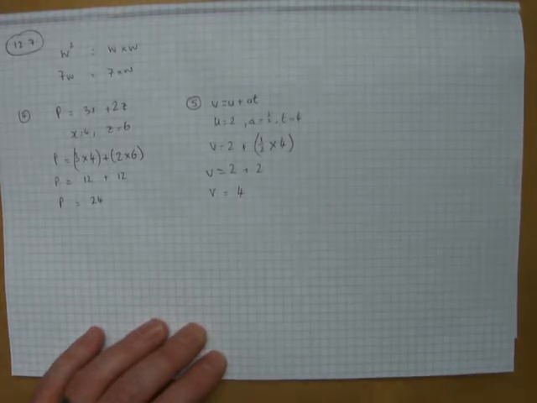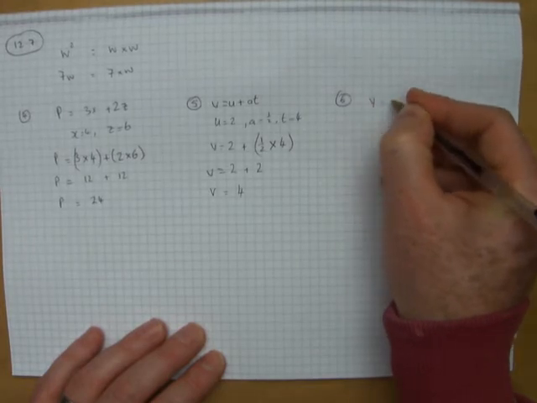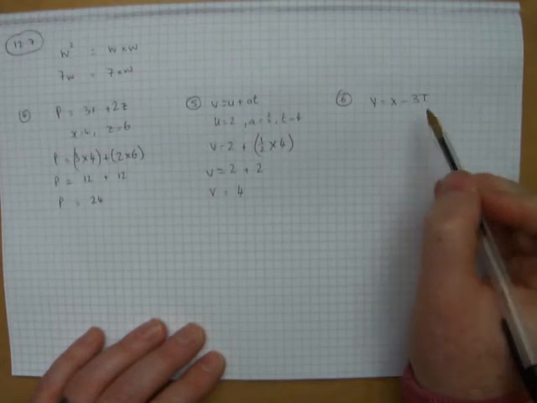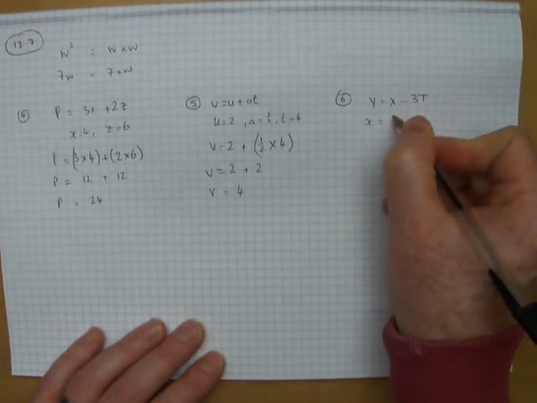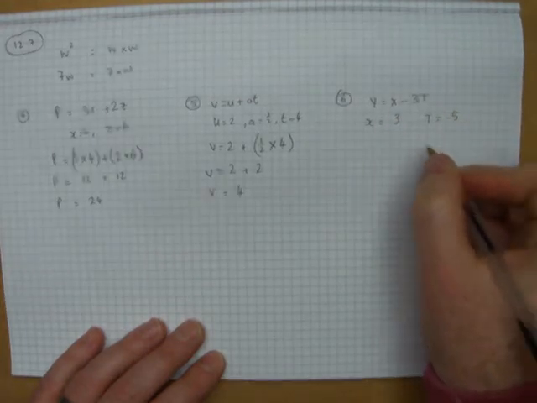Example 6 in this section is y equals x minus 3t. Again, this is going to be 3 multiplied by t. Now we're told that x is equal to 3 and t is equal to minus 5.